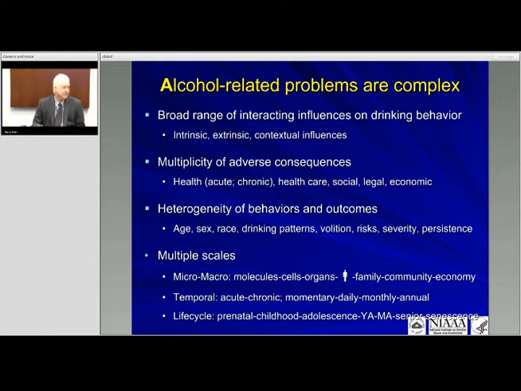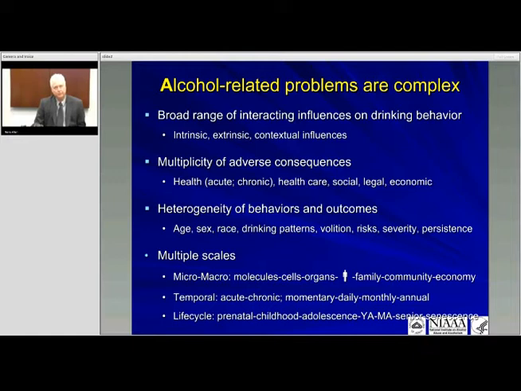When we're talking about system science methods, as Patty explained, complexity is one of the things that systems tools like agent-based modeling and network analysis have an advantage in getting at: the multidirectional and interacting effects of different influences. If you think of drinking behavior, there are many factors that contribute to decisions about drinking. Some of those are intrinsic to the individual. Some are extrinsic, in terms of social norms or the policy environment. There are contextual influences such as time and place. All these things interact in different ways.